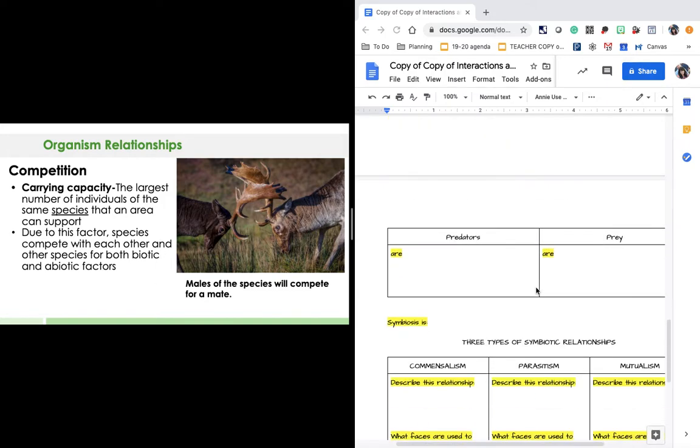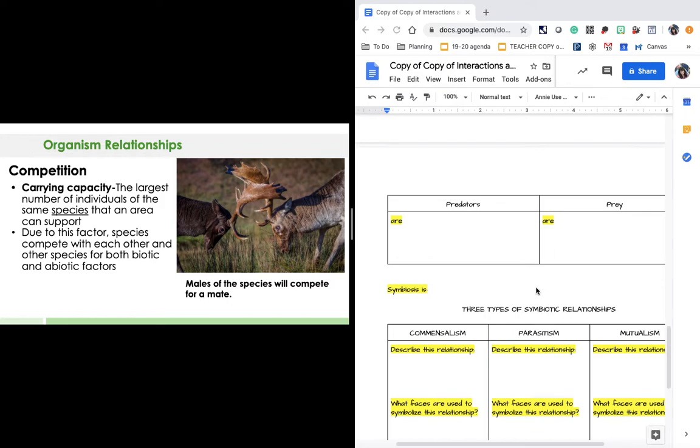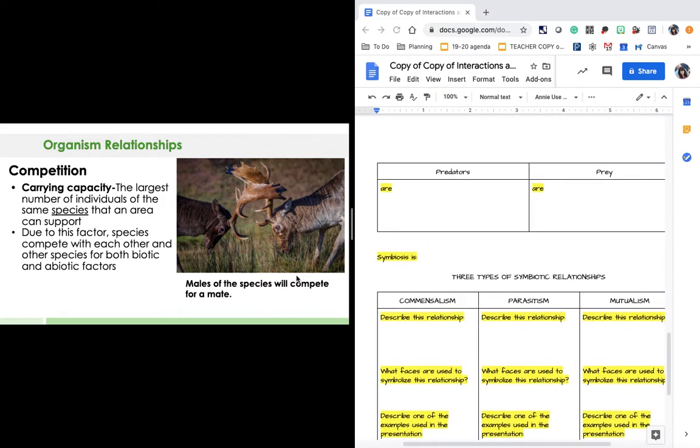I don't think I put anything about this because you already learned about it last week. Competition happens amongst organisms, as you know, and carrying capacity is the largest number of individuals of the same species that an area can support. Due to this factor, species compete with each other and other species for both biotic and abiotic factors.